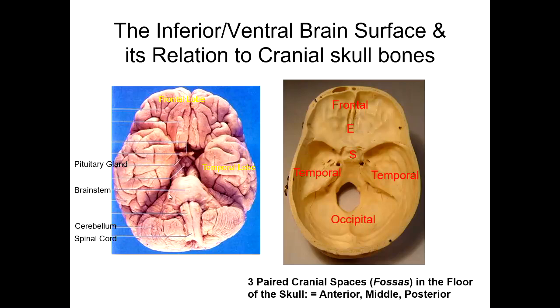If you flip the brain over, the occipital lobes, which are underneath here, and these two things here, which are the cerebellum, fit perfectly into the posterior cranial fossas. And if you flip the brain over, the temporal lobes here and here fit perfectly into the middle cranial fossas.